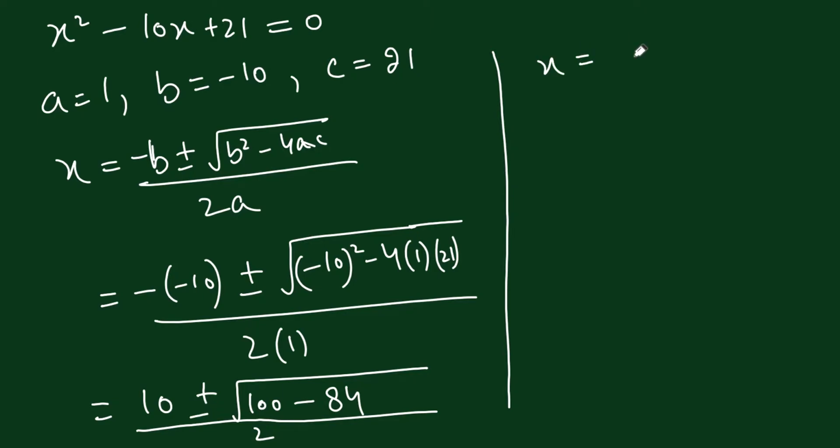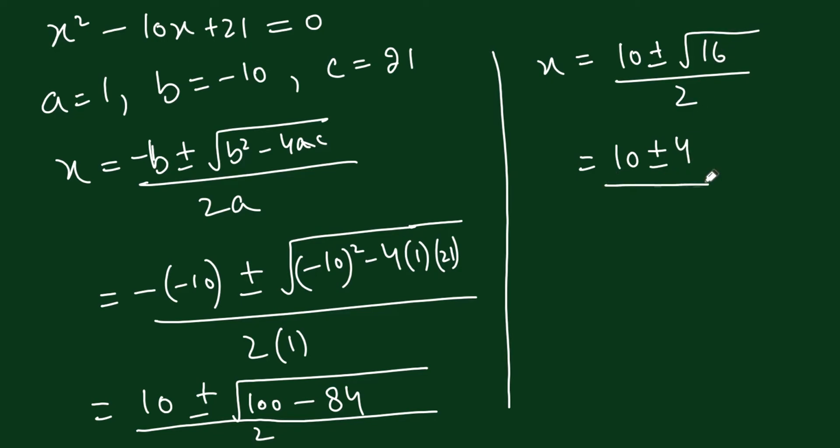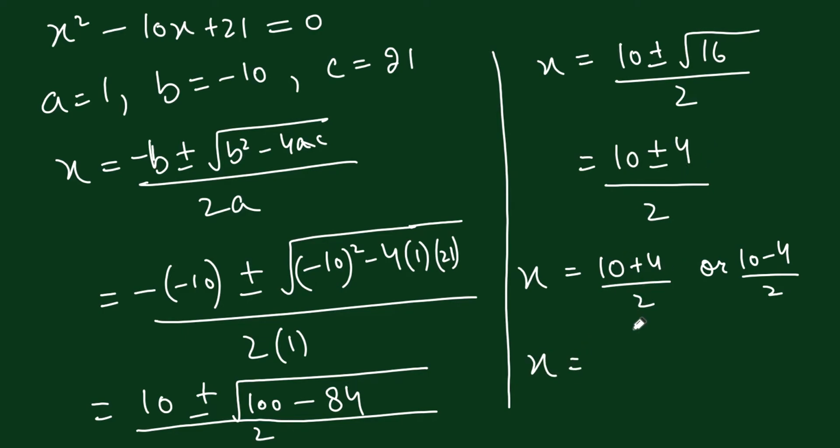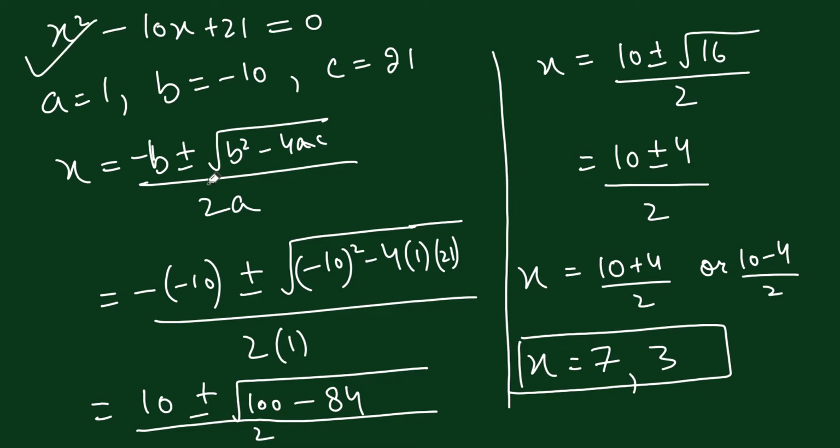So x is equal to 10 plus or minus 100 minus 84 is 16, divided by 2. So 10 plus or minus, as you know, square root of 16 is 4, divided by 2. Now we'll split it. We'll write x is 10 plus 4 by 2 or 10 minus 4 by 2. So x is 10 plus 4 is 14, 14 by 2 is 7. 10 minus 4 is 6, 6 by 2 is 3. So we got two roots, two values of x, 7 and 3. So 7 and 3 are the roots of this quadratic equation.